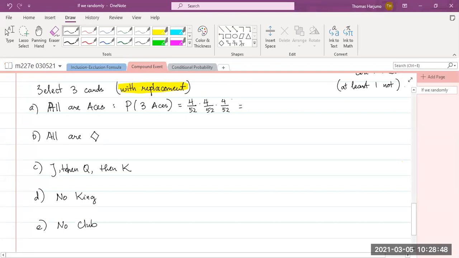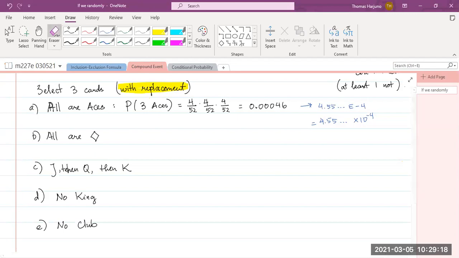That will give us 0.000455. So I make it 6 here. My calculator shows 4.55 something e to the negative 4, which means 4.55 something times 10 to the negative 4. Okay, now that's the probability of getting 3 aces if the procedure is done with replacement.